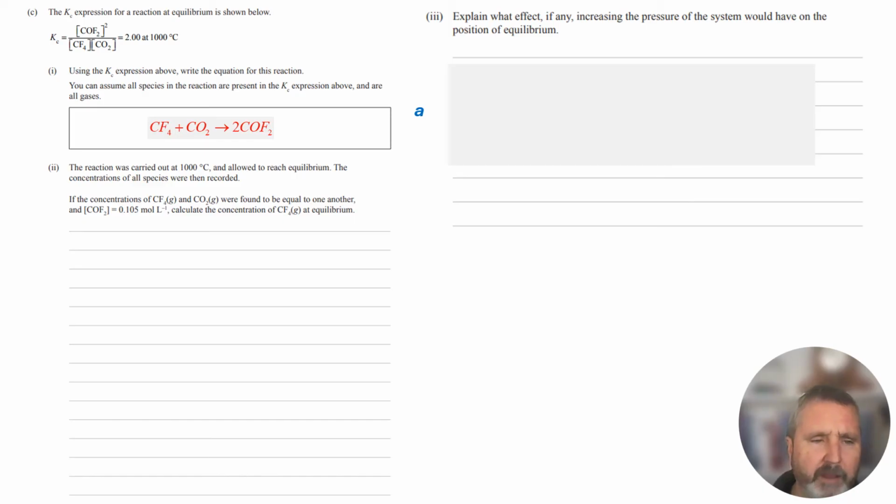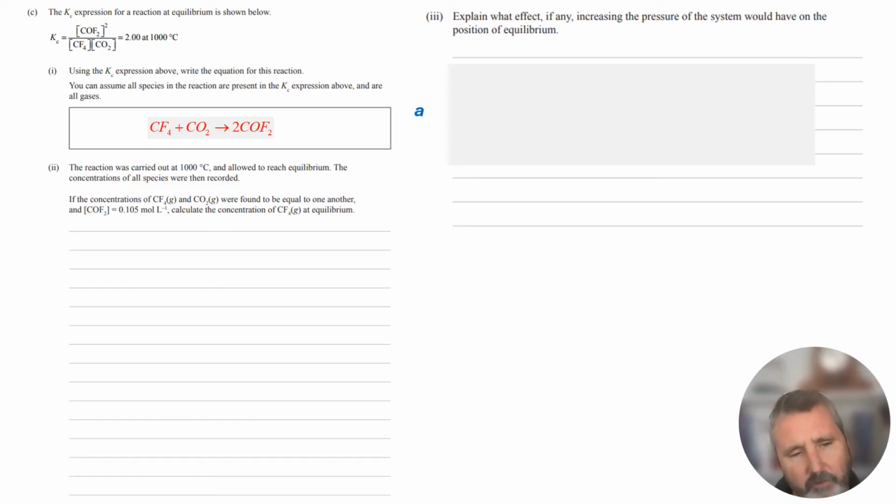So they said the reaction carried out at 1,000 degrees. The only reason they've said that is that at the top they've said Kc equals 2 at 1,000 degrees. So they have to reference the same temperature, because if it wasn't the same temperature, it would be a different value for Kc. Then they said if the concentrations of CF4 and CO2 were found to be equal to one another, and COF2 is found to equal 0.105, calculate the concentration of CF4.